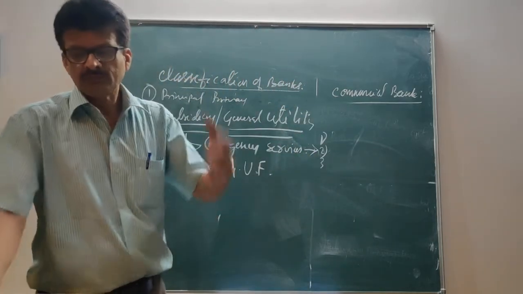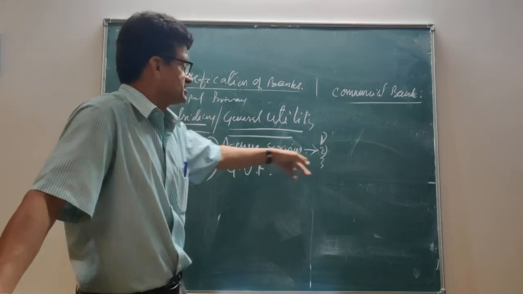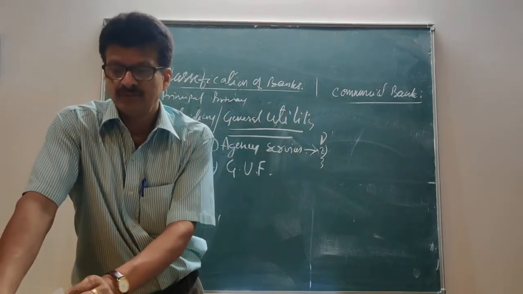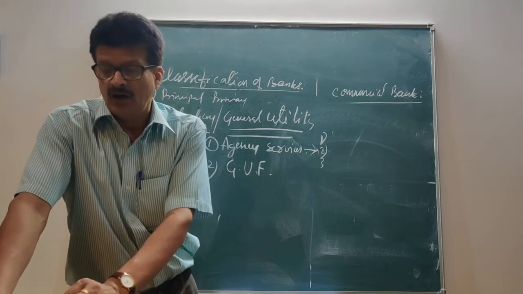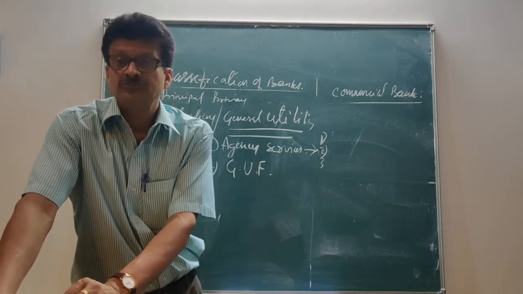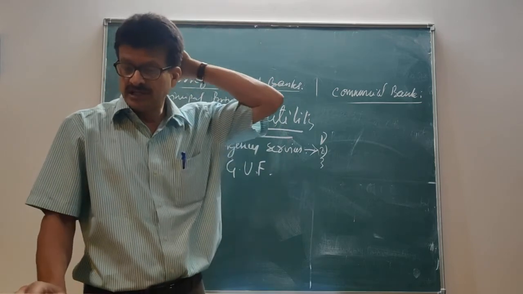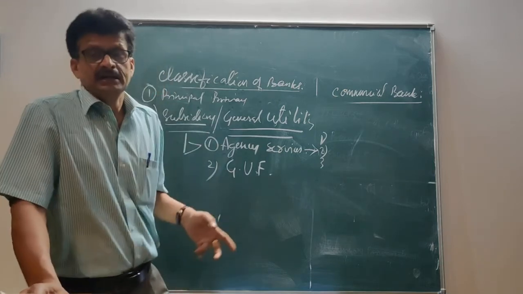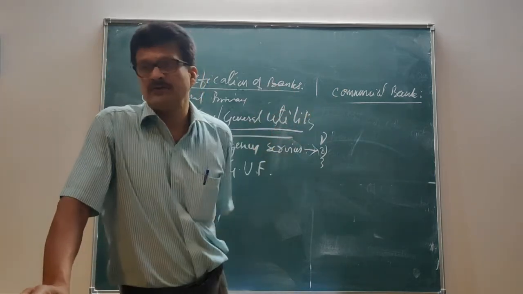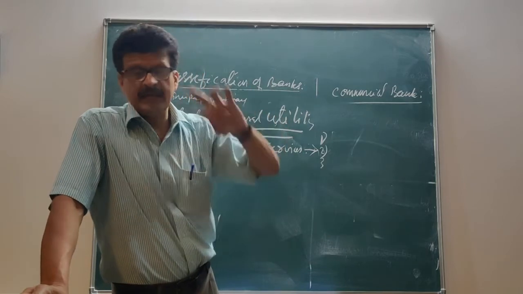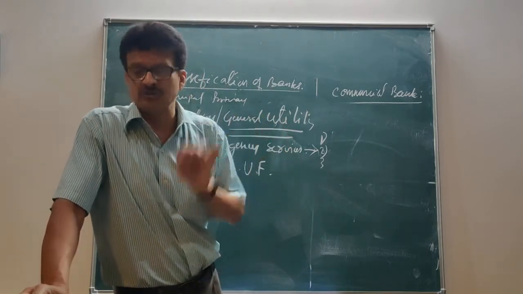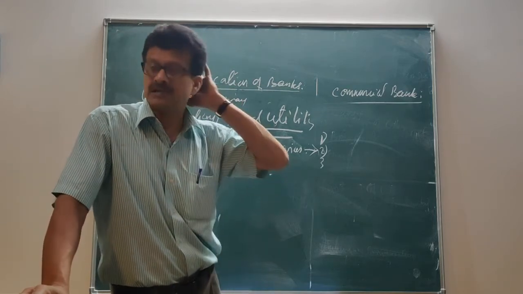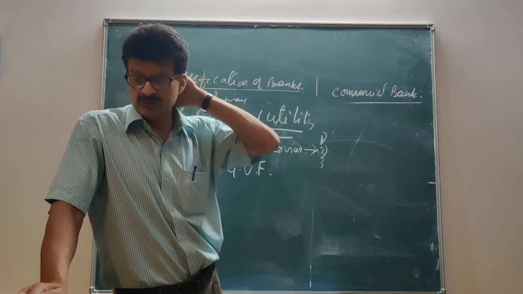The agency service of the bank consists of many things. One, collection of money on behalf of customers. Two, making payments on behalf of customers. Three, purchase and sale of securities on behalf of customers when it is sought by the customer. Collection of money on behalf of customers, making payments of money on behalf of customers, and purchase and sale of securities when sought by the customers.